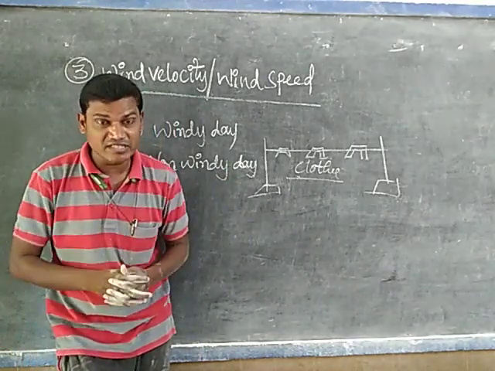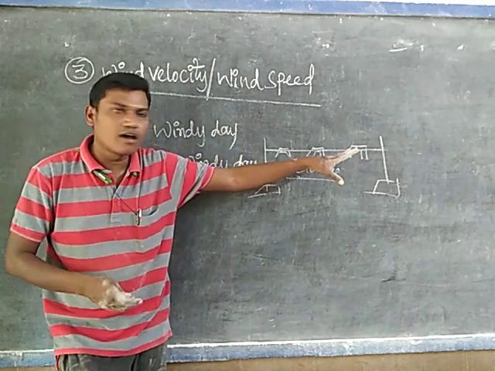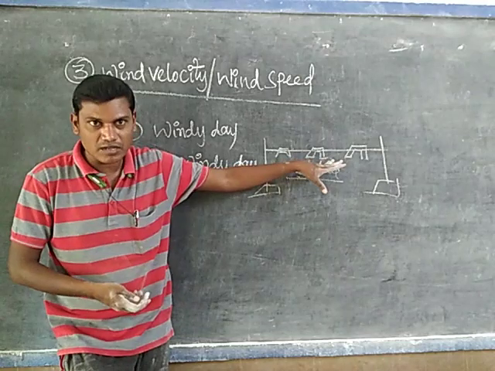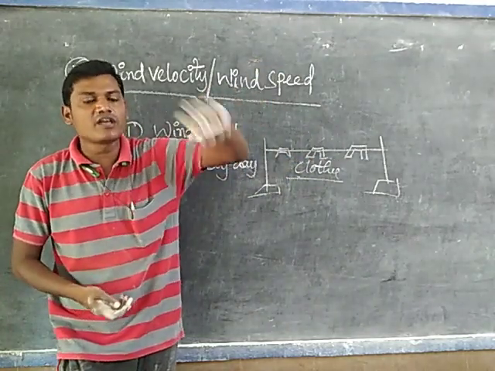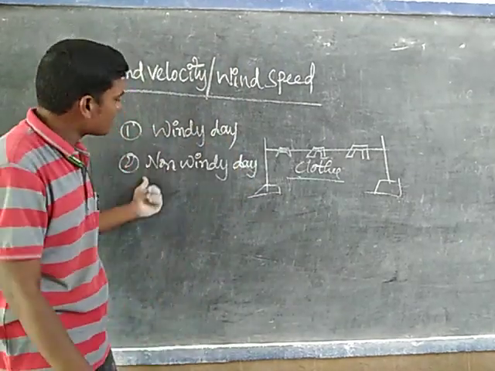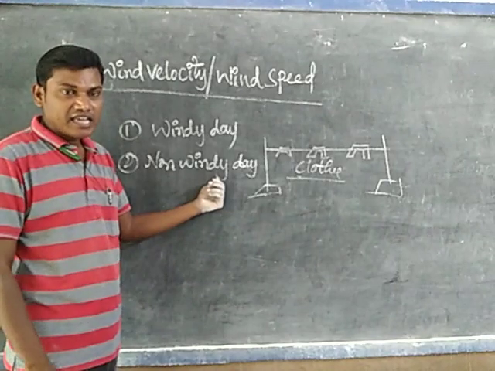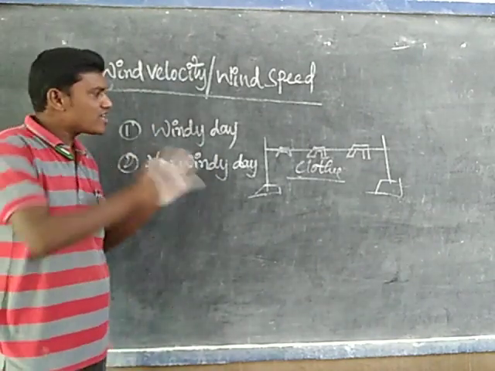Generally we observe that after hanging the cloth on the rope at the roof of the house, if that day is a windy day, within 1 hour the cloth will dry up. It means the wet cloth becomes dry. But on the non-windy day, what will happen? Instead of 1 hour, it will take 1.5 hours or 2 hours also. So what is the main reason?